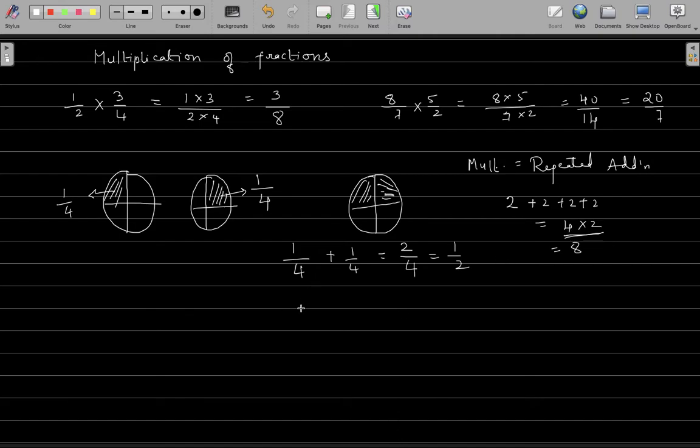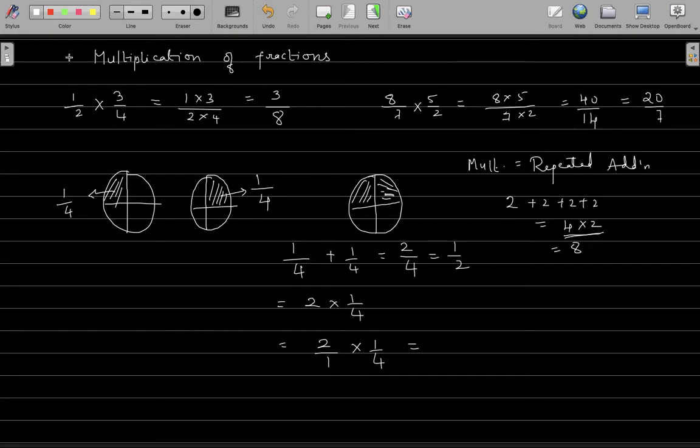On the same grounds, if I have 1 by 4 plus 1 by 4, I can write this as 2 times 1 by 4 because I am adding 1 by 4 2 times, right? Now any whole number can be written as a fraction by writing 1 in the denominator. You know that because any number when divided by 1 will give you the same number. So you can write it as 2 by 1 times 1 by 4.